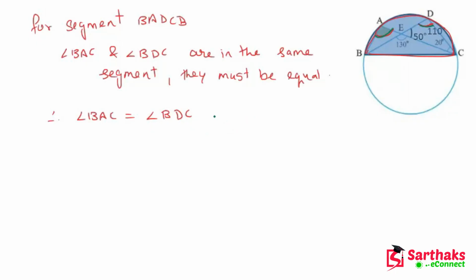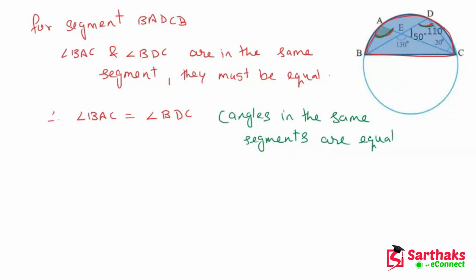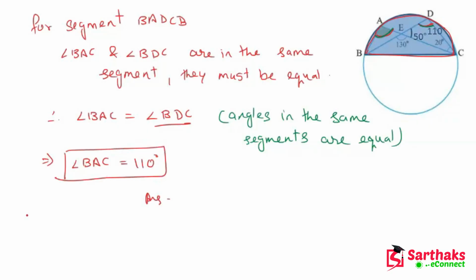So we can write the reason: angles in the same segment are equal, by theorem 10.9. Okay, so we know that angle BDC is 110 degree. So here angle BAC is 110 degree. Okay, my dear friends, I hope you understand these things. So this is the answer of this question.